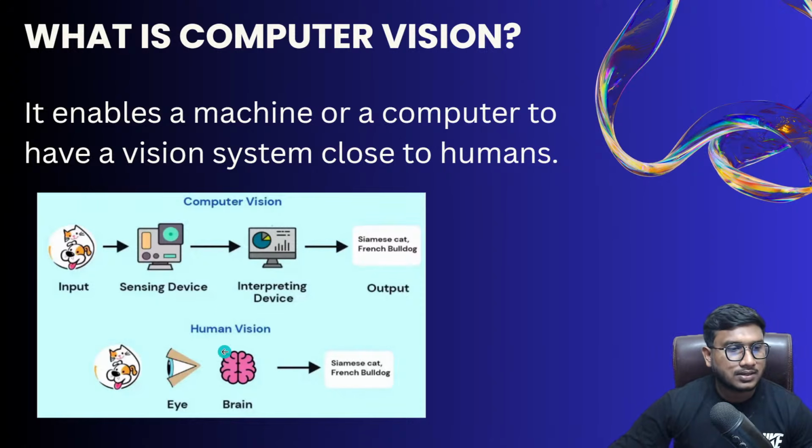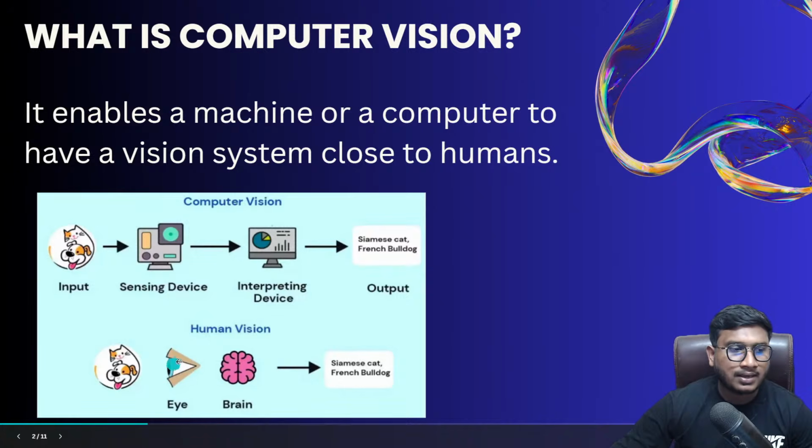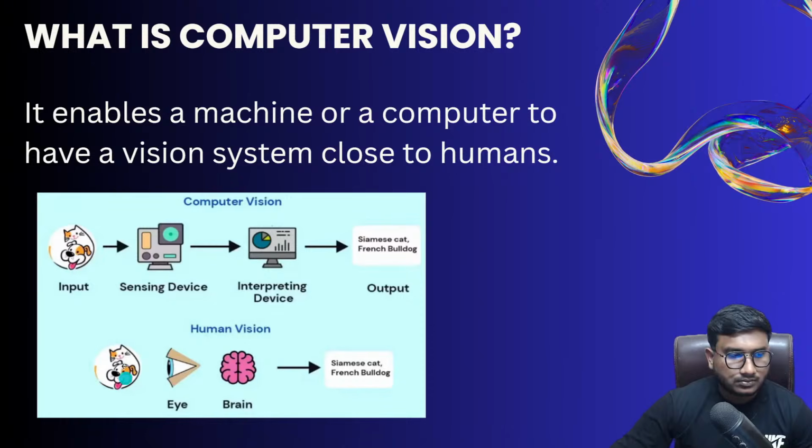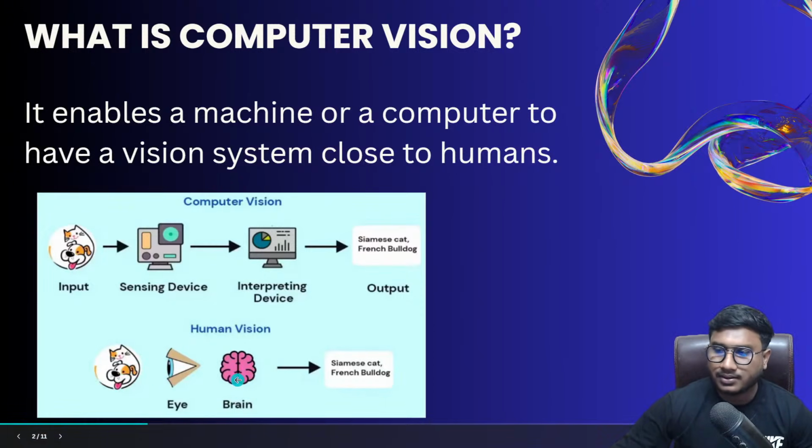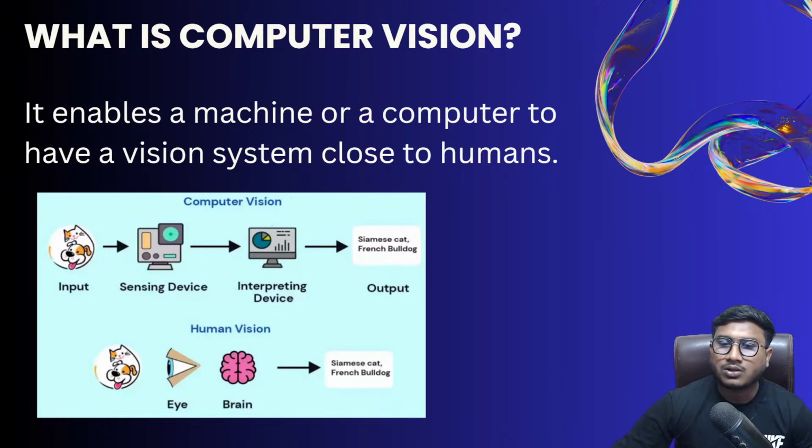So see what happens in the human vision system. Whenever we see any object, how do we see? We have eyes. First of all, we see the object. Our eye captures the object and sends a signal to the brain, and the brain processes what kind of object it is, because we have already been trained with lots of objects in the world as human beings.